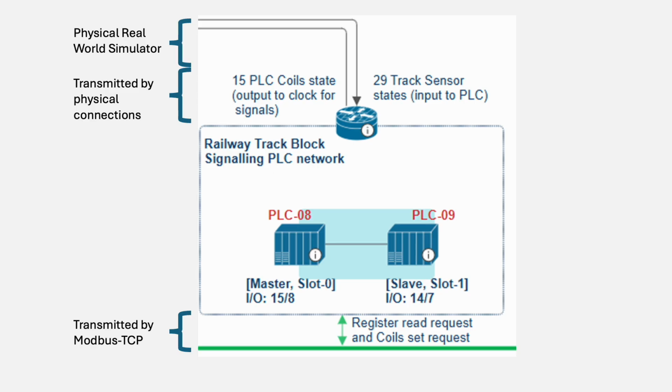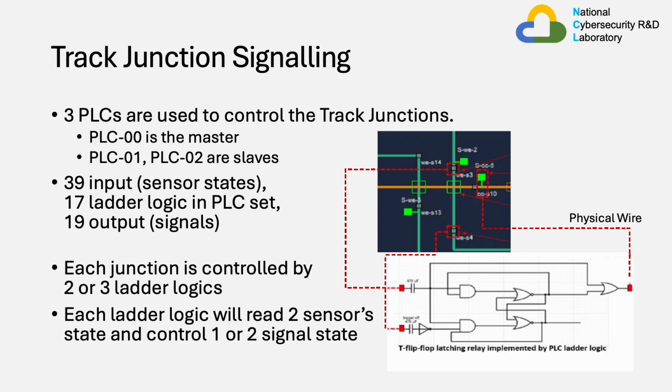This network diagram helps us to summarize what we've gone through for track block signaling. Okay, we now move on to how the track junction signaling works.